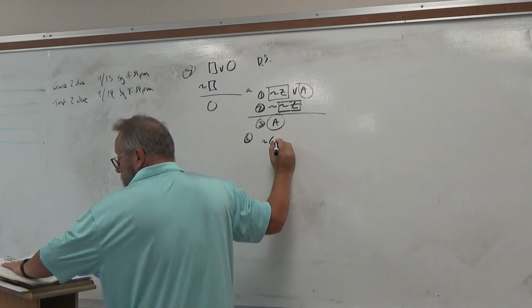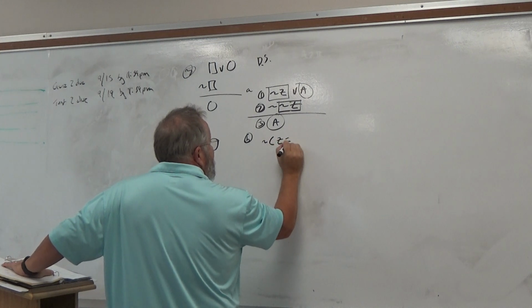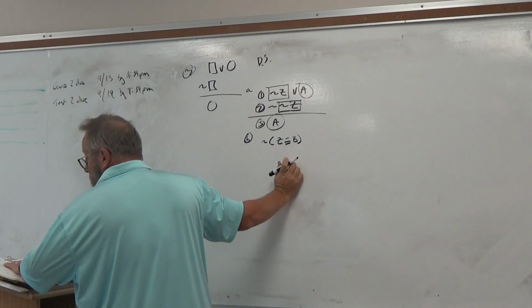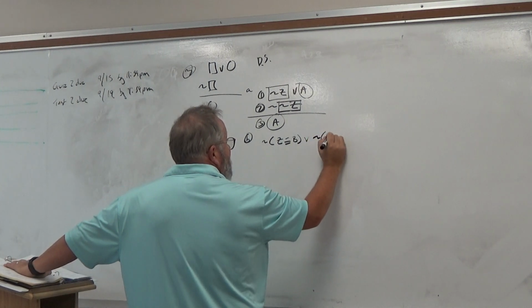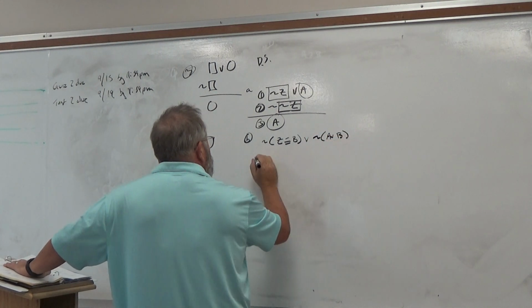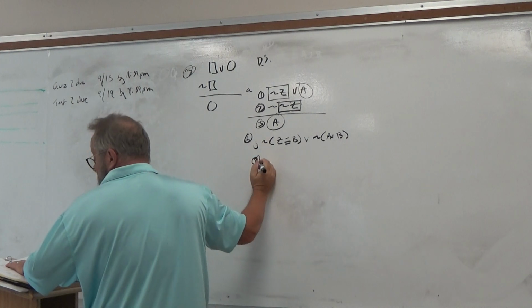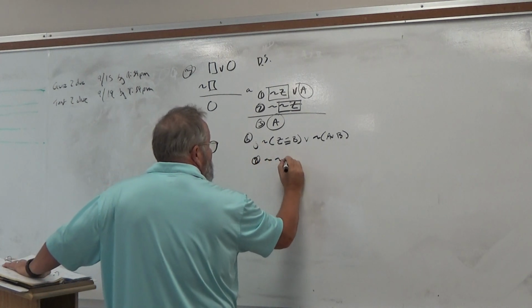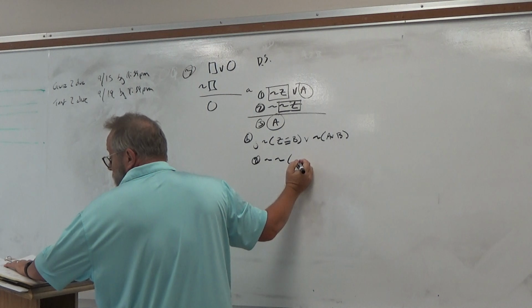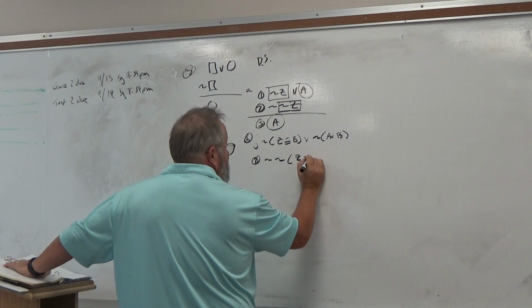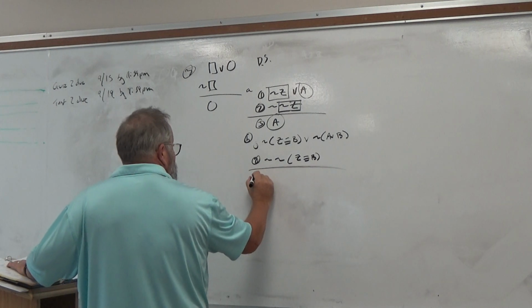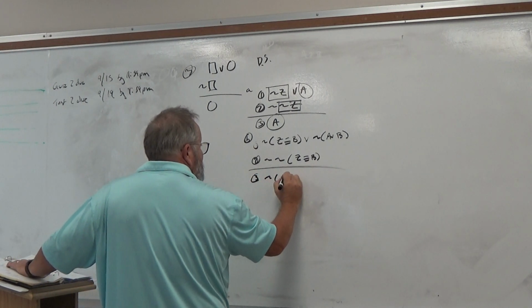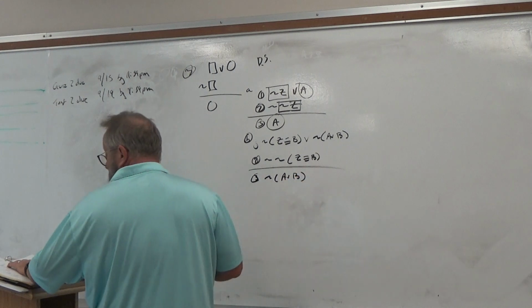Got not Z if and only if B, or not A or B, and then I have not Z if and only if B, and then the conclusion is not A or B. Okay.